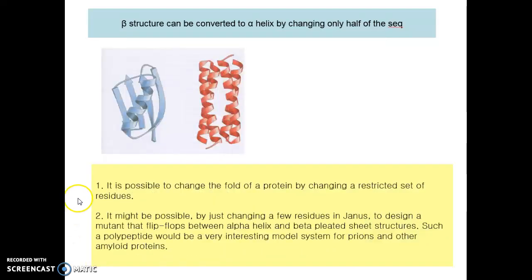In conclusion, it is possible to change the fold of a protein by changing a restricted set of residues. Second, it might be possible, by changing just a few residues in Janus, to design a mutant that flip-flops between alpha helix and beta-pleated structures. Such a polypeptide would be a very interesting model system for applications including prions and other amyloid proteins.